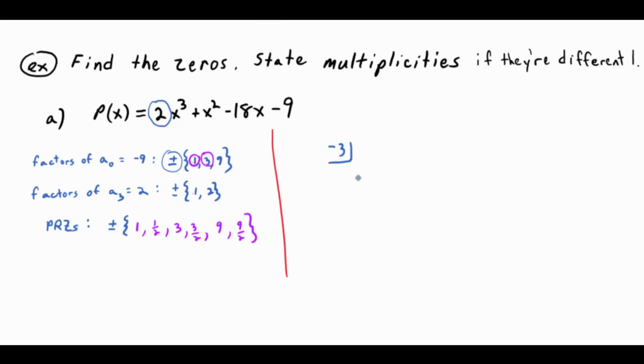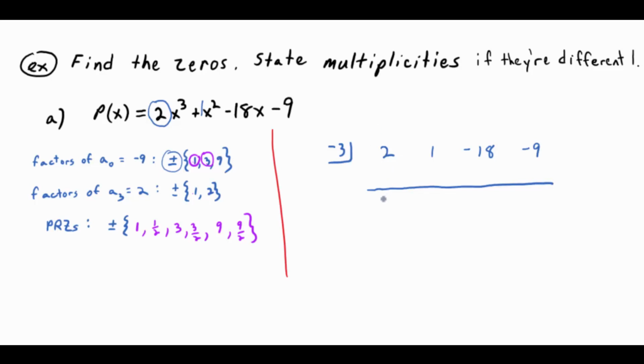This is the synthetic division that we've already learned. -3 up in the corner. Look at p of x. Make sure it's in descending powers of x. Make sure there's no power of x missing. And as long as there isn't, just write down the coefficients from left to right. So what are the coefficients? 2, 1, -18, -9. Now, when you do this division, you fully expect the remainder to be 0. Okay? If you don't get 0, something's wrong.